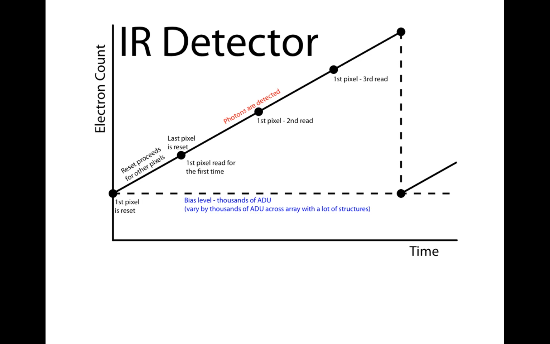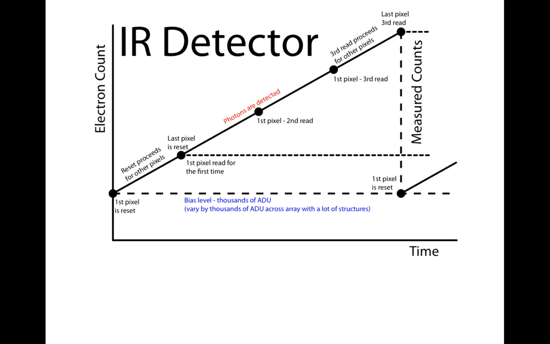And then after some time, you do a second read on the first pixel and a third read, and eventually you proceed with all the third reads of all pixels, and you have read all of the pixels for a third time, at which point the exposure stops and you do a reset on the first pixel again, and the cycle starts again. So the measured flux is the last read minus the first read.